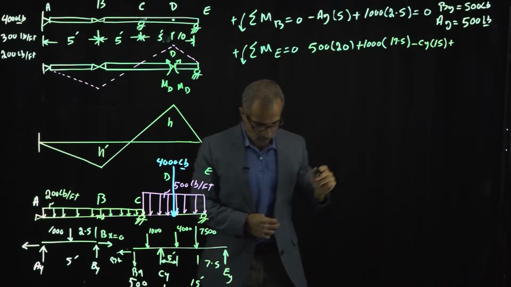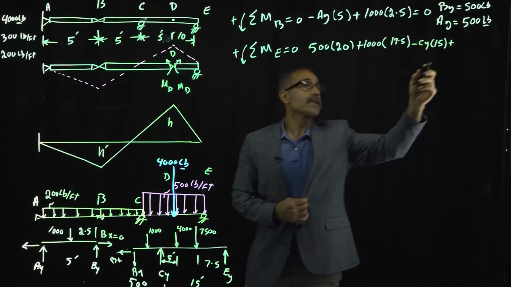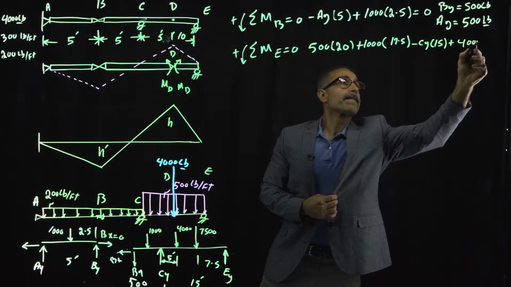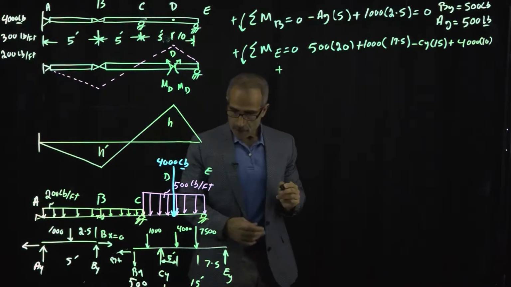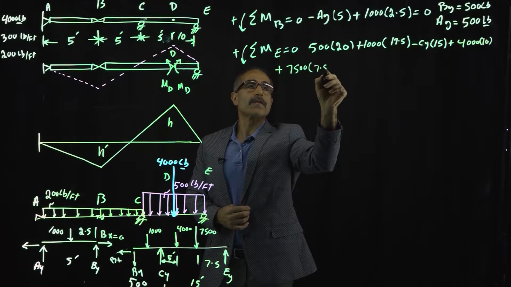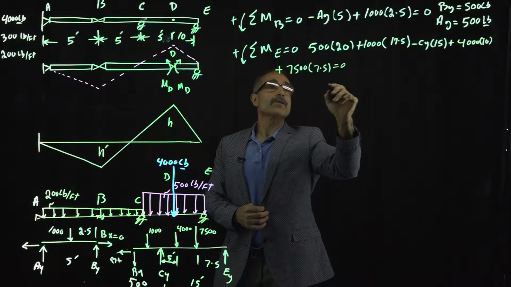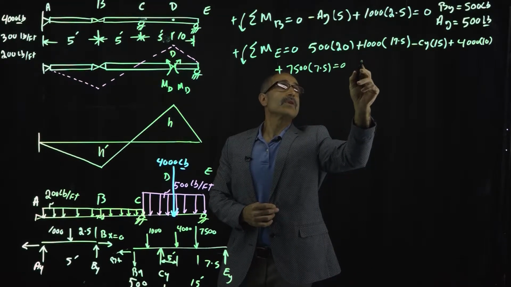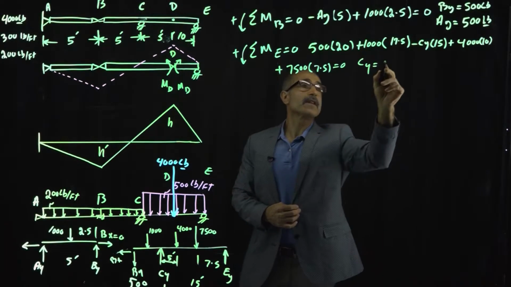Then the next one we have is the other load, 4,000 and 7,500. So it'll be 4,000 times 10 plus 7,500 times 7.5. And that equals 0, so CY comes out to 8250.